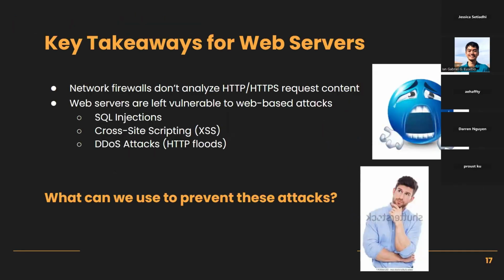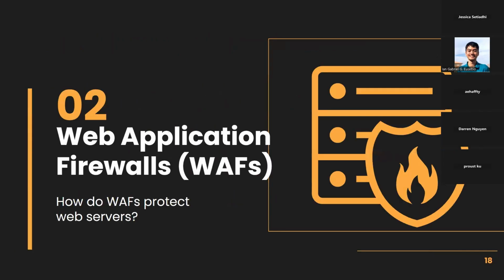So the key takeaway is that network firewalls can't analyze HTTPS and HTTP requests designed to go to a web server, and that leaves the web servers vulnerable to many web-based attacks such as cross-site scripting, DDoS attacks, and, as what you just saw, SQL injections. So what device can be used to prevent these attacks? Well, the answer is web application firewalls.